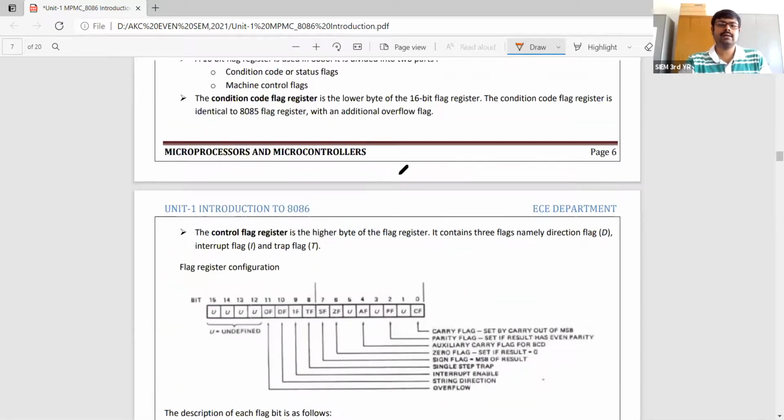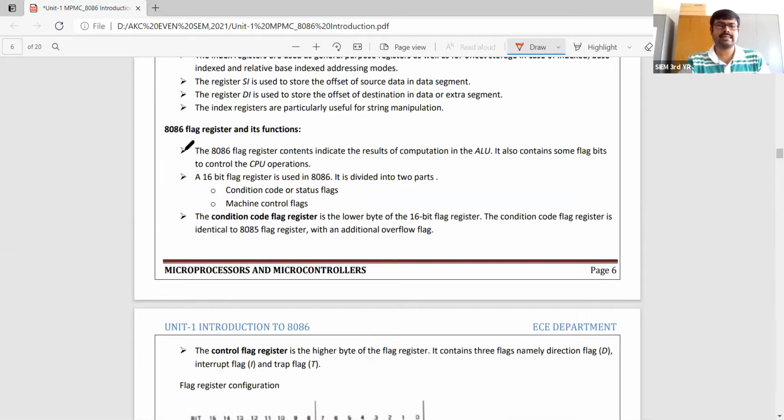Today's last point in today's class that we will discuss is the 8086 flag register and its function. That is the last thing we will discuss in today's class. If you have any question or any doubt regarding today's class till now, please ask me.